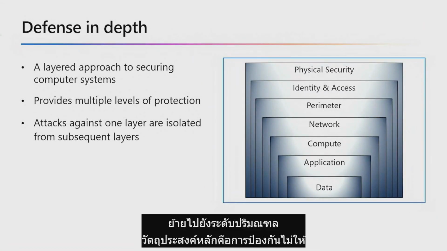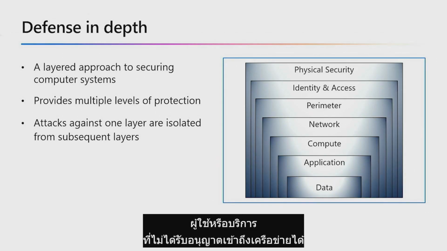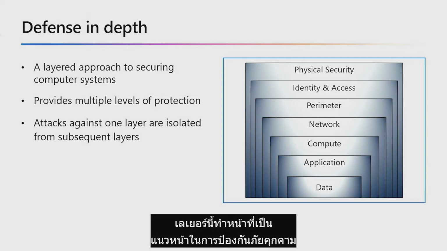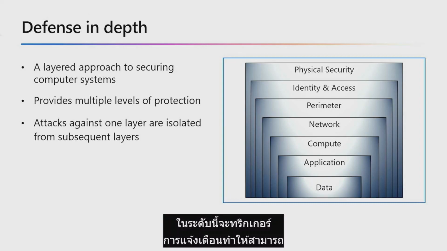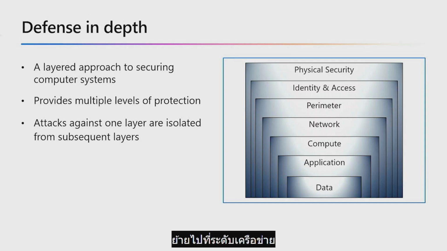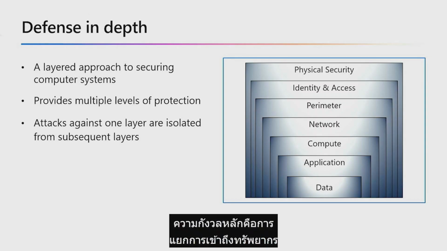Moving on to the perimeter level, the primary objective is to prevent unauthorized users or services from gaining access to the network. This layer serves as a frontline defense against threats like distributed denial of service (DDoS) attacks. At this level, alerts are triggered, enabling the monitoring of potential attacks. Moving to the network level, the primary concern is the isolation of resource access. This ensures that if an attack occurs, its spread to other services is contained.